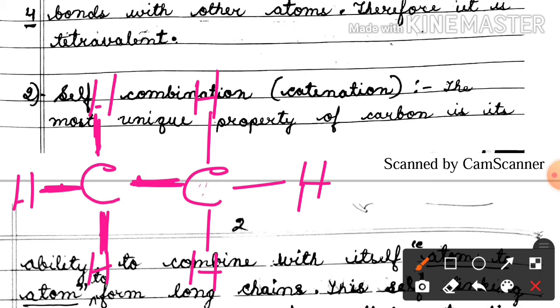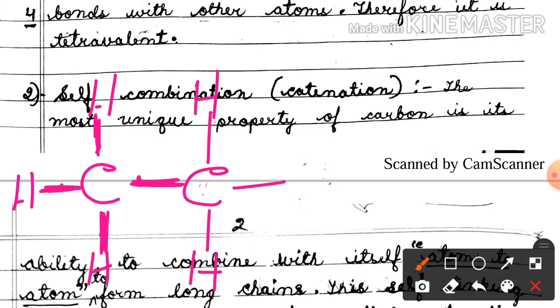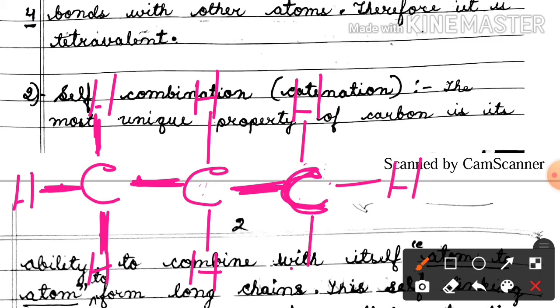Now still if it is needed, then carbon can combine with one more carbon. Suppose this hydrogen is not there and carbon is combining with one more carbon like this, and this carbon also, one side it is shared with this carbon and the other 3 sides it shares with the 3 hydrogen like this. So 3 carbon atoms are connected to each other.